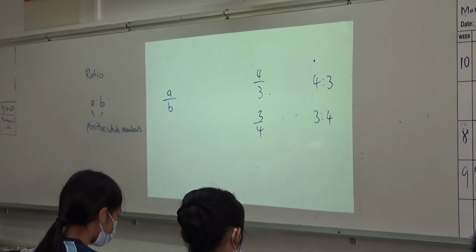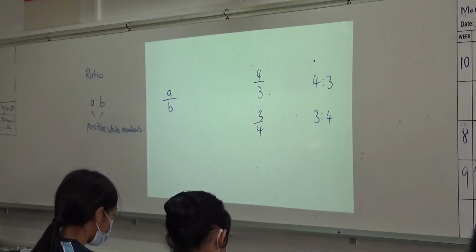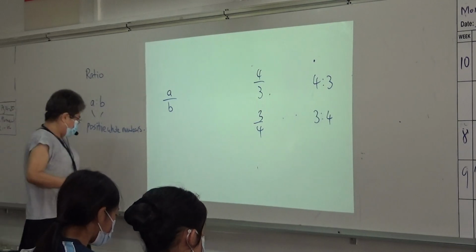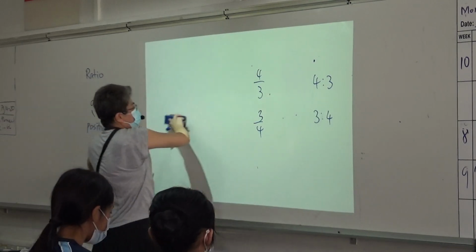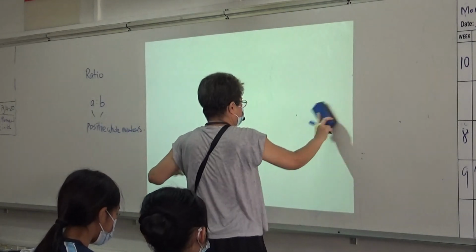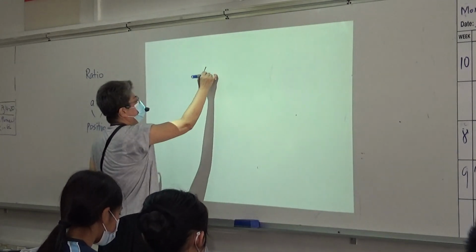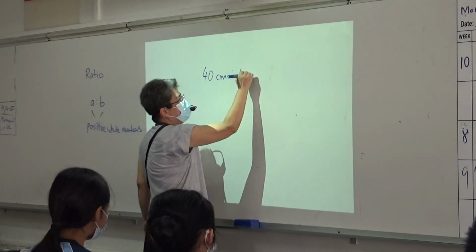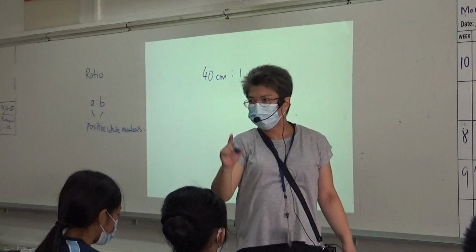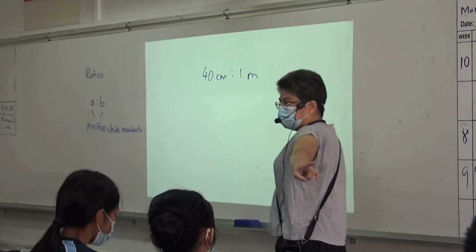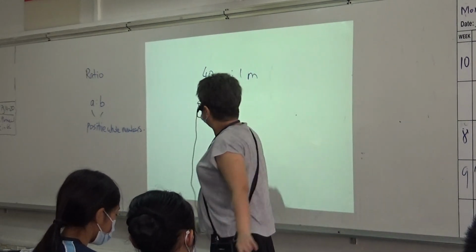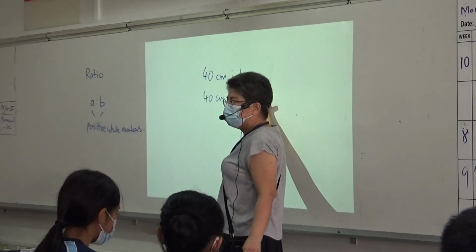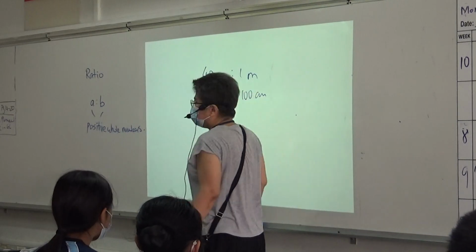Now, next point. The ratio A is to B, where A and B are positive numbers, has no units. What do you mean by that? Let me just show you. For example, all of you look up. I have 40 cm is to, let's say, 1 meter. This one is talking about length. But I must say 40 cm to what? 1 meter is 100 cm.